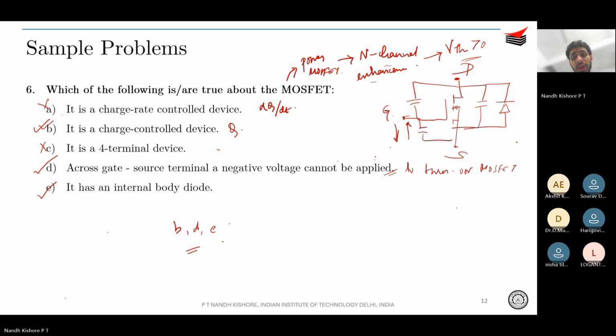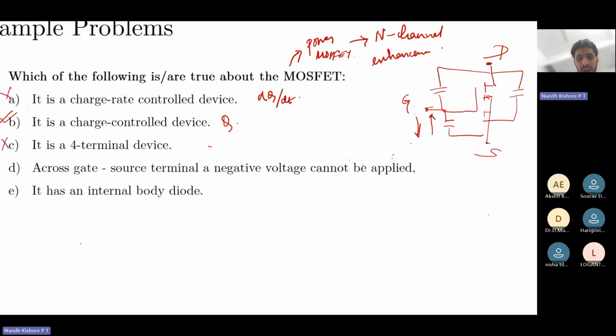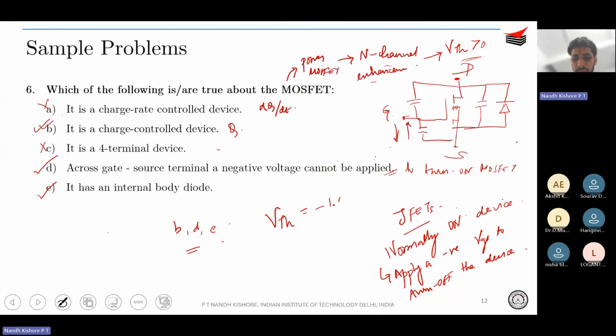Whereas you would have studied about JFETs. JFETs are normally on devices, which means that you need to apply a negative VGS to turn off the device. So JFET is a normally on device, and its threshold may be something like, for example, minus 1.5 volt.